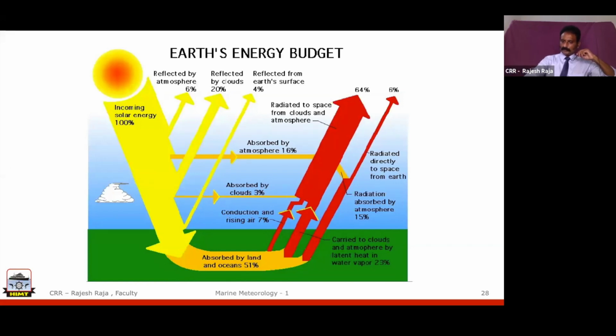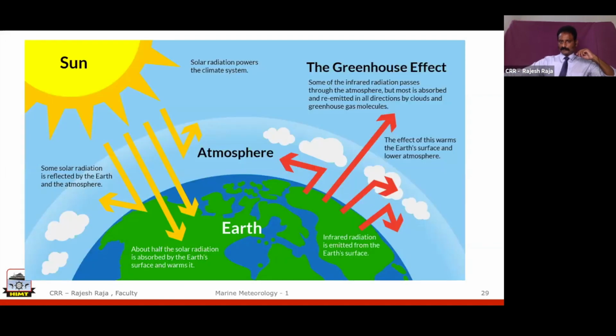Okay, so let us see one more diagram, which is more friendly to understand. On the left-hand side, yellow color is again all coming in. You can see 50% inside the Earth and the remainder reflected and absorbed. But look at the right-hand side, which is red color. Some of it is escaping to space, but most of it is getting trapped within the Earth's atmosphere, and that is what is called your greenhouse effect. Something very important, which is again causing global warming. So this is happening to us every day.